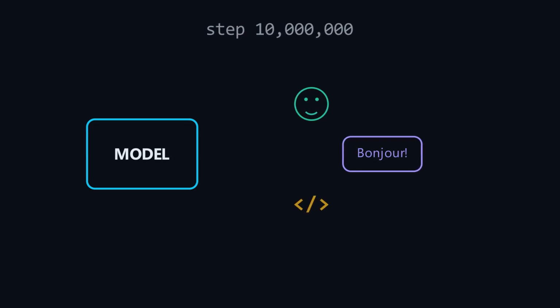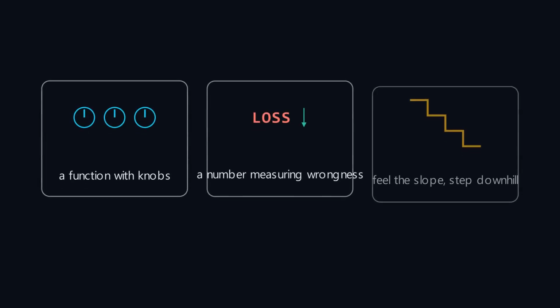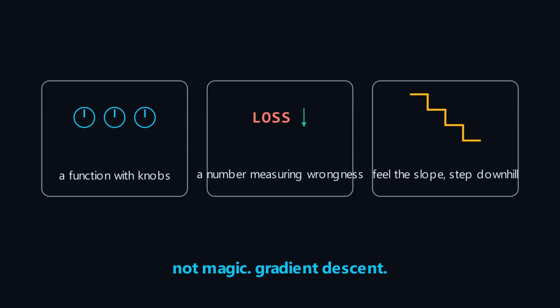Repeat the loop millions of times on warehouse-sized computers, and something remarkable happens. A function that started as random noise begins recognizing faces, translating languages, writing code. Nobody told it how. It just kept stepping downhill. So the next time someone tells you AI is magic, you'll know better. It's a function with knobs, a number that measures wrongness, and a simple rule repeated relentlessly. Feel the slope, step downhill.